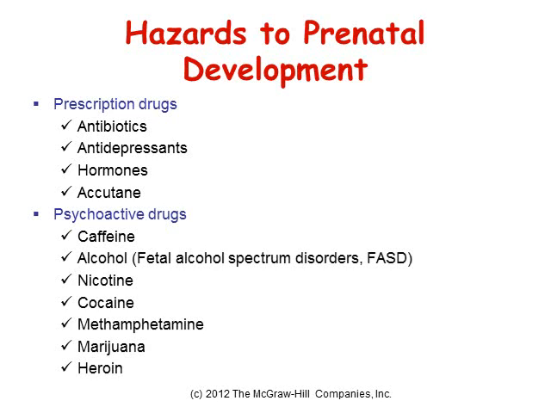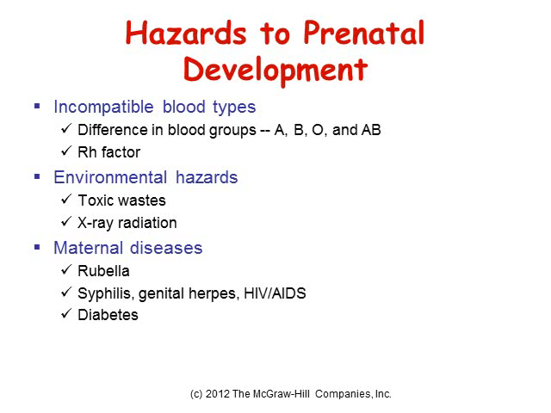Also, alcohol, it can cause fetal alcohol spectrum disorders. Nicotine, cocaine, methamphetamines, marijuana, and heroin. So incompatible blood types was one of the teratogenic effects that I mentioned, and basically that's a difference in blood groups. So someone might have a blood type of A, B, O, or an AB, and the combination of the different blood groups might have an impact.